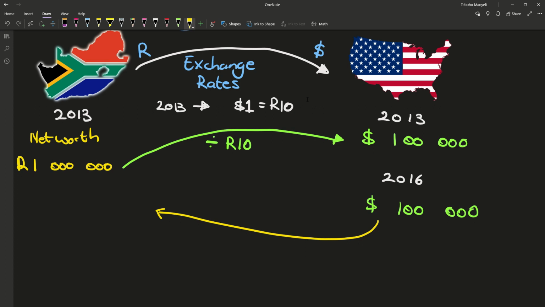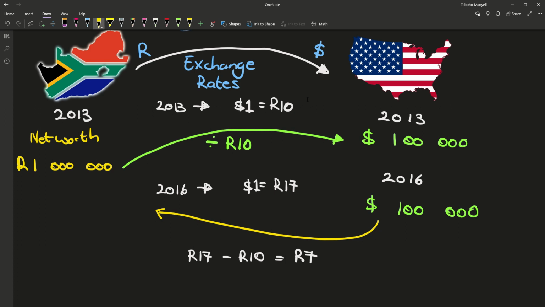But now the new exchange rate in 2016 is sitting at $1 is now equivalent to 17 rands, which makes a difference because when we started off with 10 rands, which we're going to subtract from the 17 rands, which gives you a difference of 7 rands. So which means for each dollar you have, because you still have 100,000, for each dollar you have now, you've made a difference of 7 rand on top of it. And how does it look with money? So let's take an example.